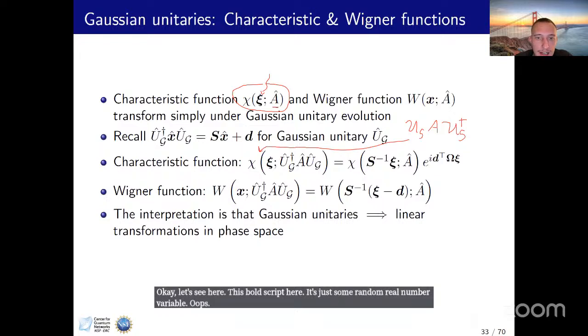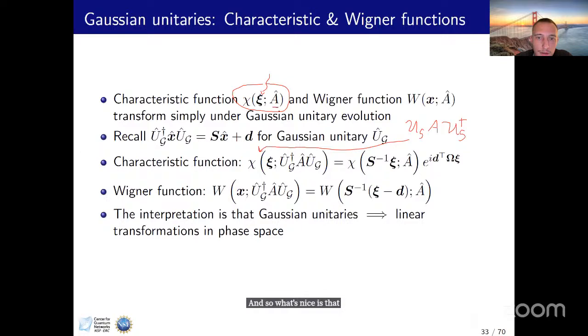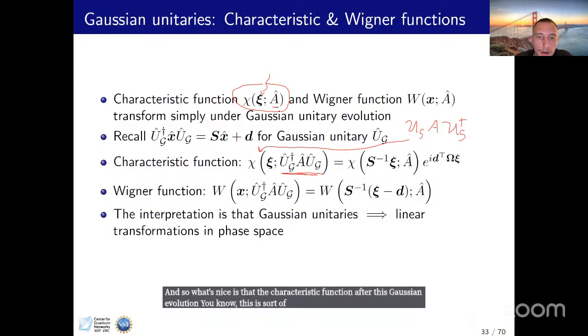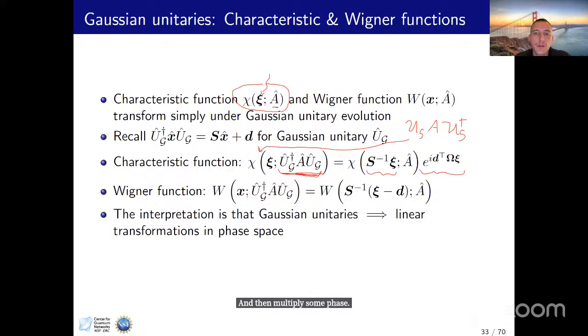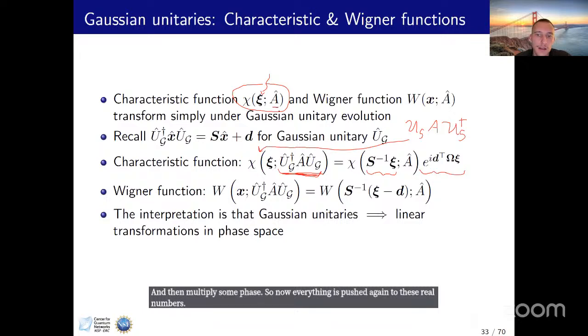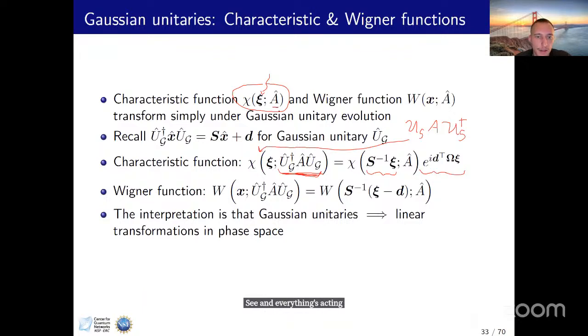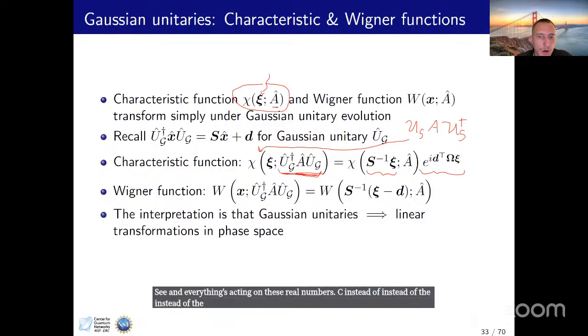What's nice is that the characteristic function after this Gaussian evolution is sort of like an operator evolution, but it turns out that after a Gaussian transformation we can equivalently just act on the random variable by some matrix S and then multiply by some phase. So now everything is pushed to these real numbers C, and everything's acting on these real numbers C instead of the operator. A similar thing holds for the Wigner function.